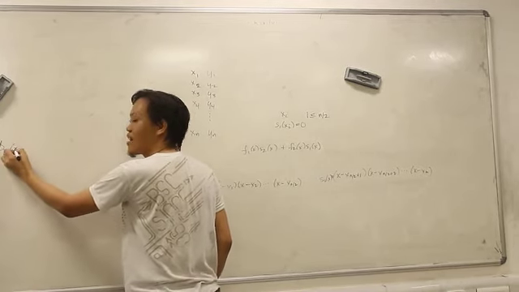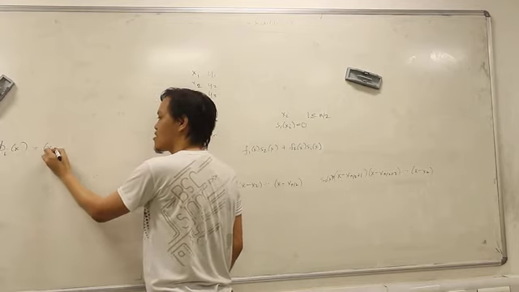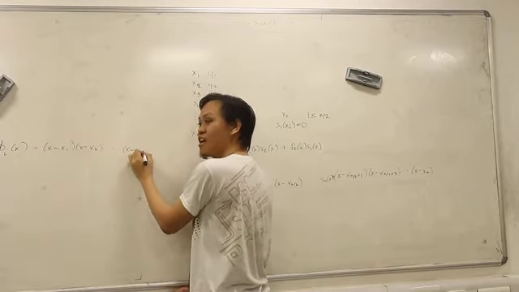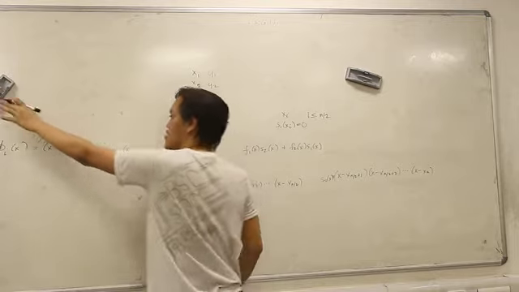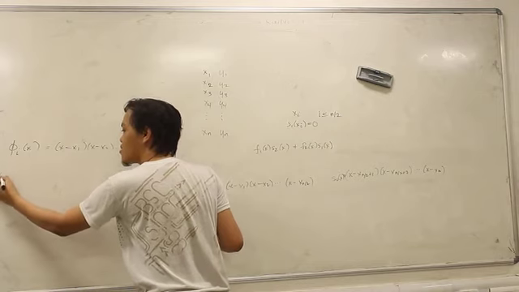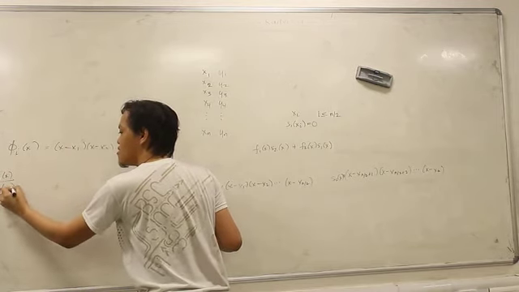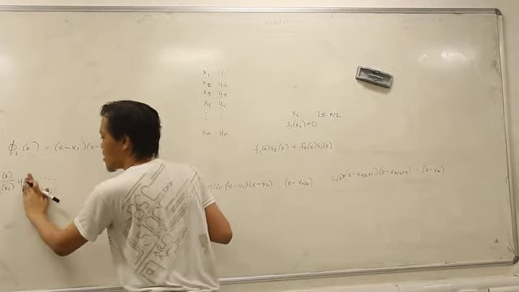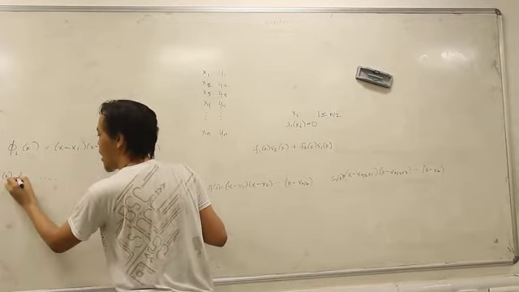P sub I of x, we defined it as x minus x1, x minus x2, but we skip the ith term. So if we take the whole product, we're actually dividing it by this, okay? And the final answer looks something like this, okay? A sum of terms that's similar to this. I abbreviated it as some alpha I because they're just constants. Okay, so the whole solution will look something like this.